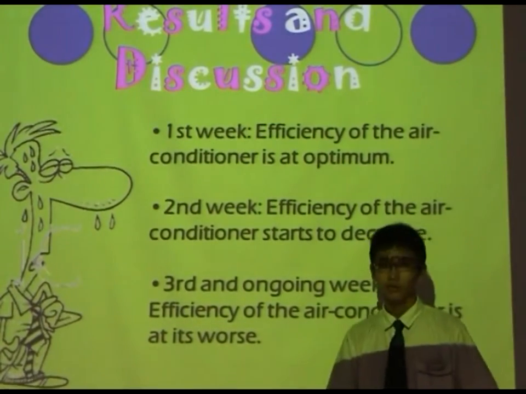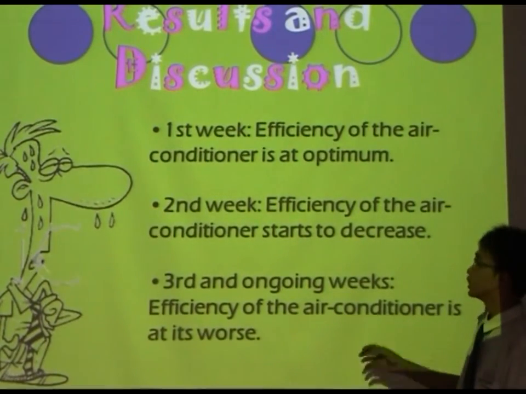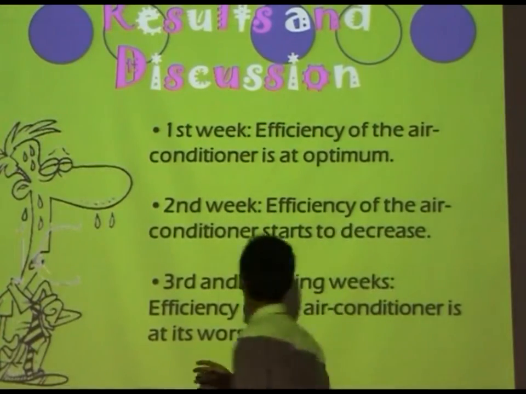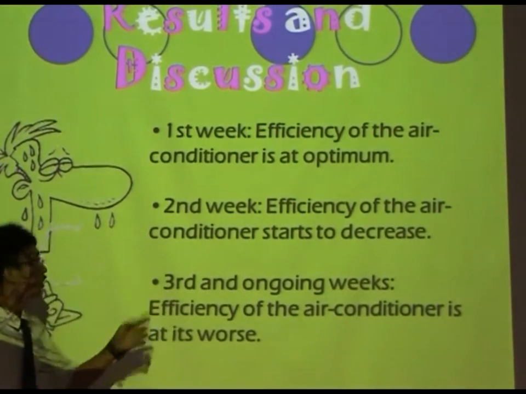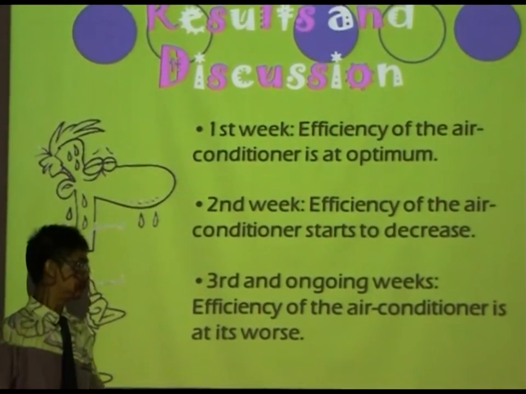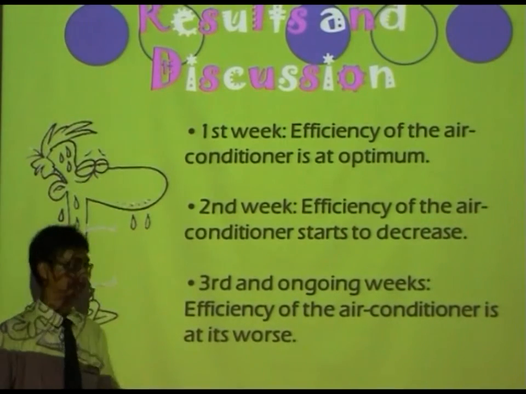To follow up, in the first week, the efficiency of the air conditioner is at optimum because the air conditioner is still very clean. In the second week, the efficiency of the air conditioner starts to decrease because the filter gets dirtier. In the third week, the efficiency of the air conditioner is at its worst since the filter is at its dirtiest.